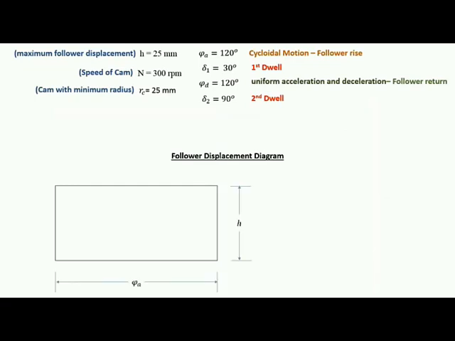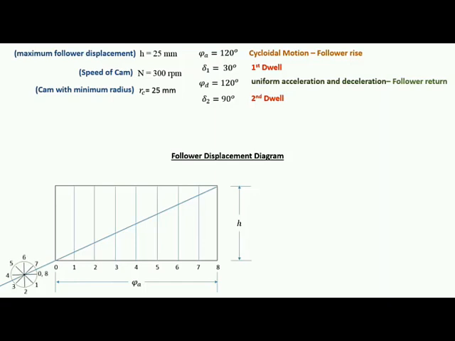So first we will make a rectangular box, and horizontally we'll take phi A, and on the vertical side we will take the displacement h. We'll go for the actual dimension of displacement, that is 25 mm, but on the horizontal side we have phi A, that is the angle of ascent, so that is 120 degrees. So we'll take a suitable scale and we'll divide this phi A in 8 equal parts. After then we will draw a diagonal and we'll draw a circle having radius h by 2 pi.